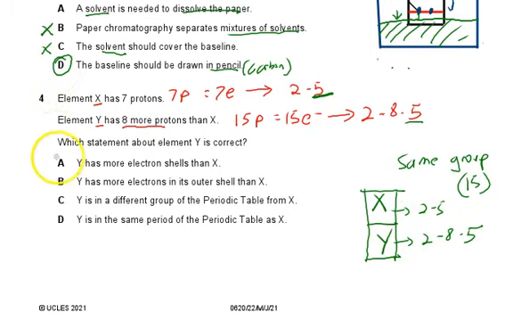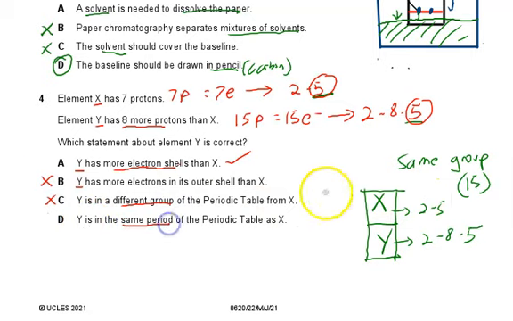Now let us look at the options they give. Y has more electron shells than X. Yes, this is correct, so we keep it aside. Y has more electrons in its outer shell. No, they have the same, which is 5 and 5. So B is wrong. Y is in a different group. No, they are in the same group. Wrong. Y is in the same period. No, they are in the same group but a different period. So number 4 is A. Now let us move to question number 5.